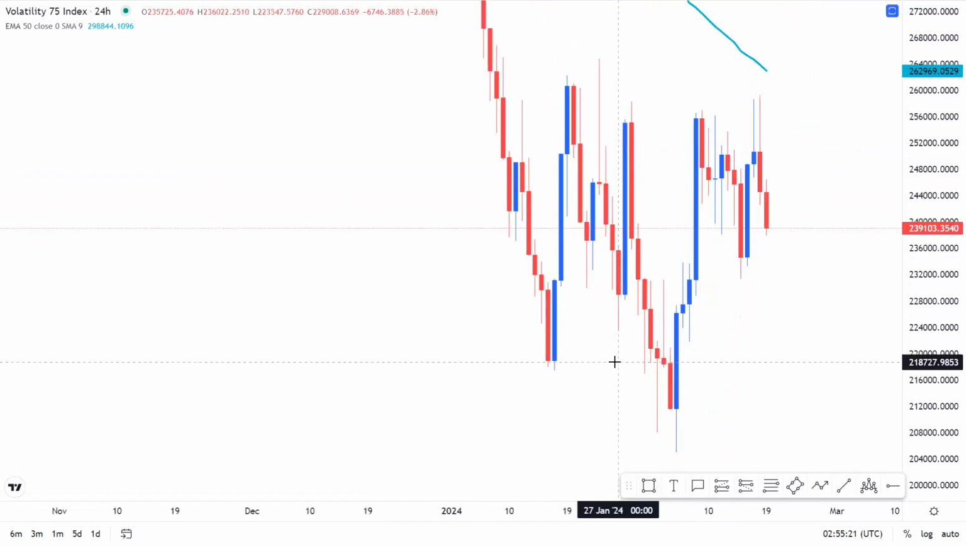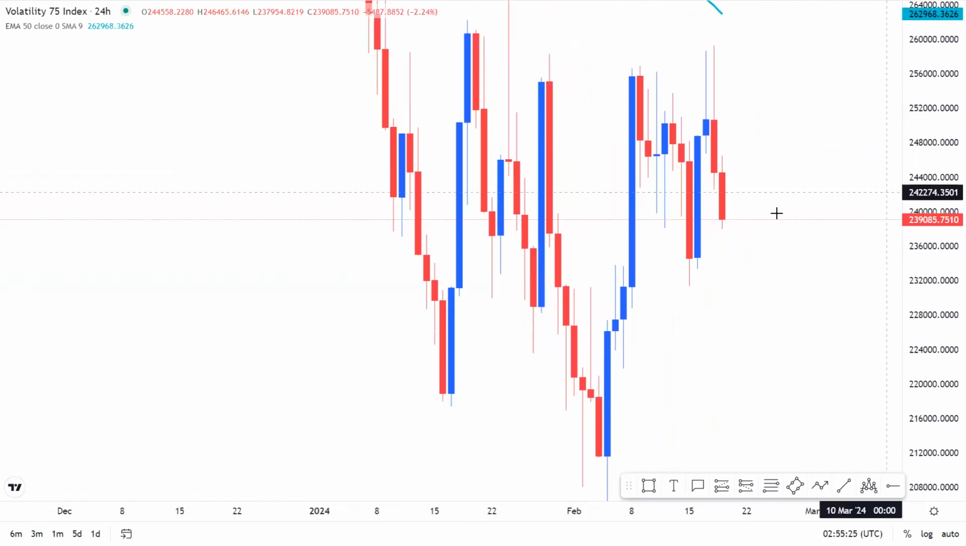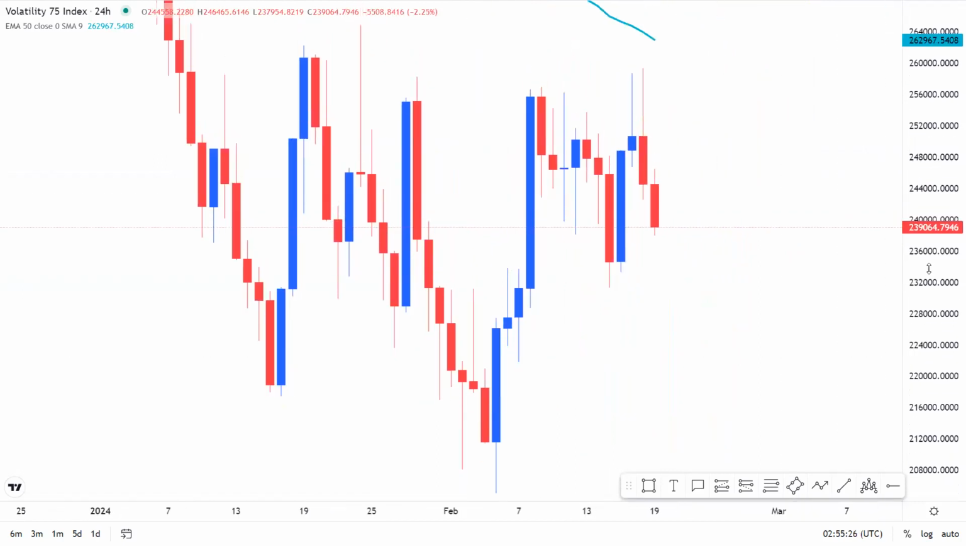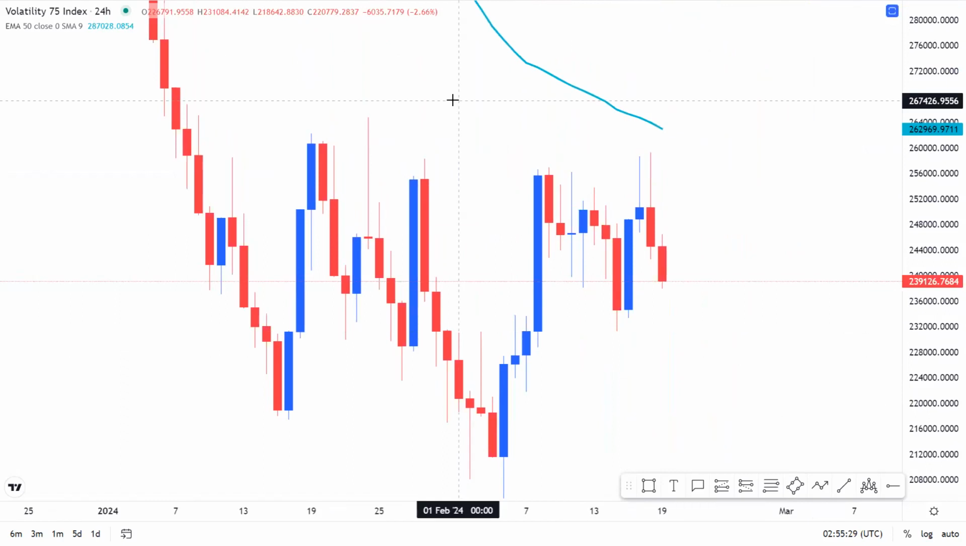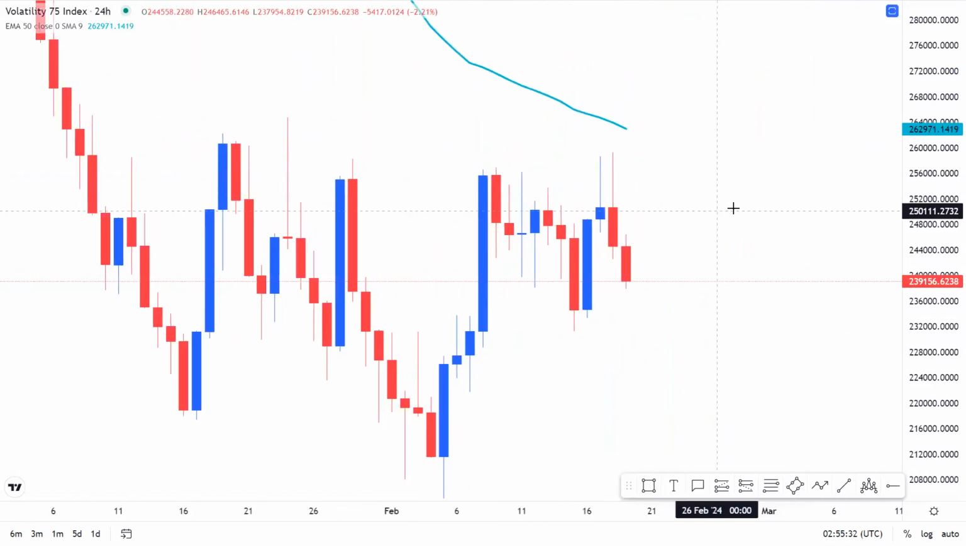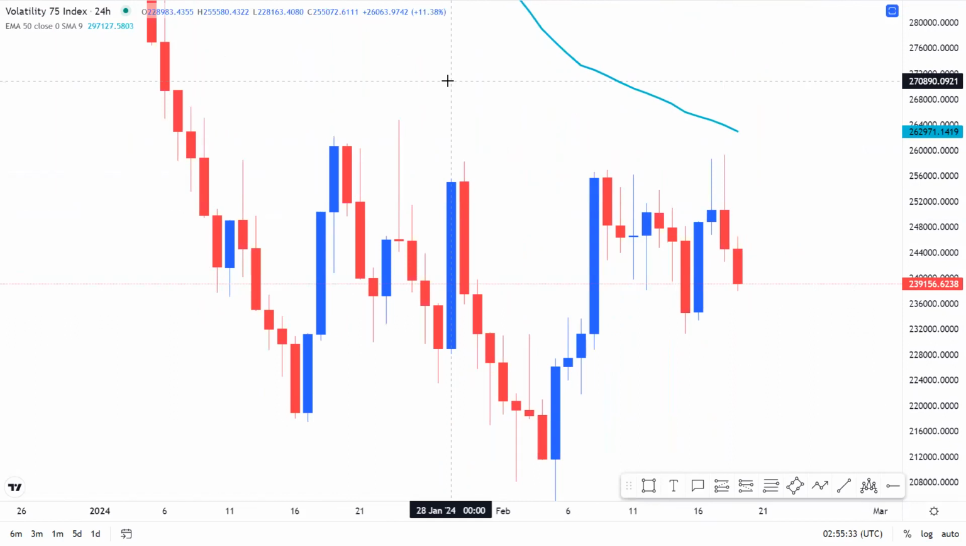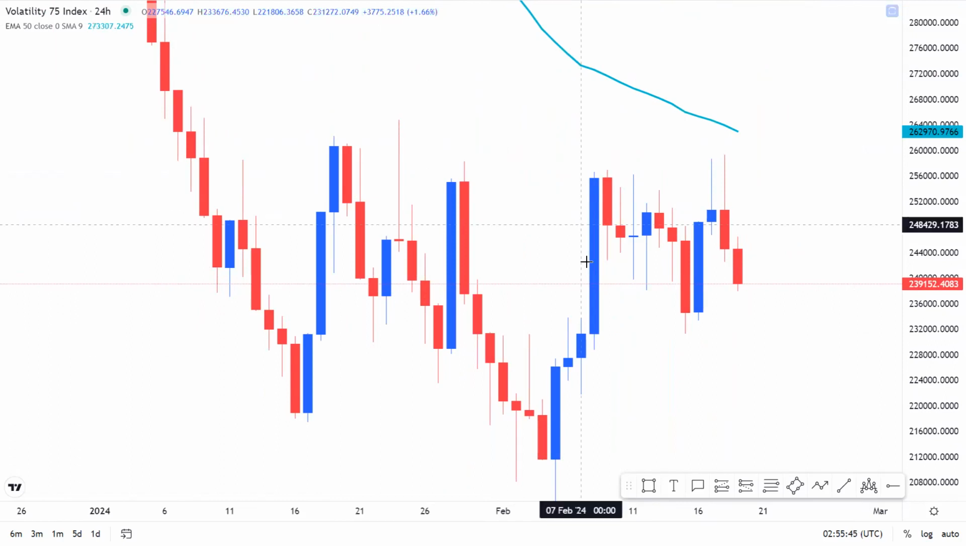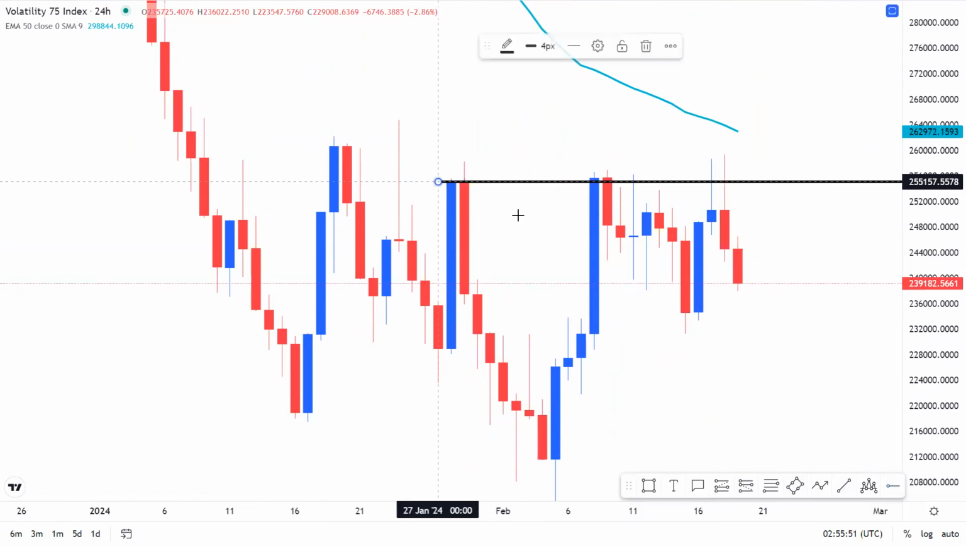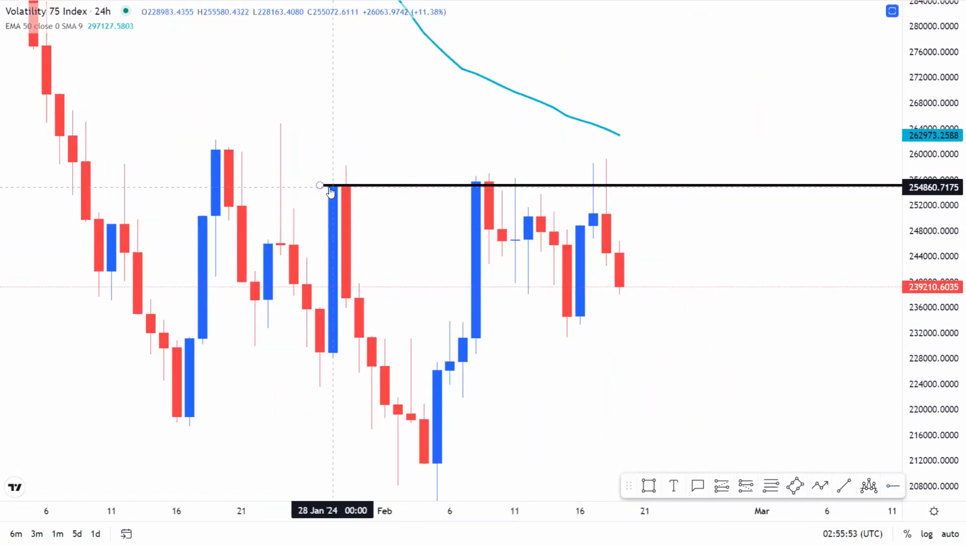So what I've pretty much noticed on the Volatility 75 index was our price had come nicely into a daily supply level, being the level right here. As you can see, we had come right into this level where we had a huge sell-off to the downside.